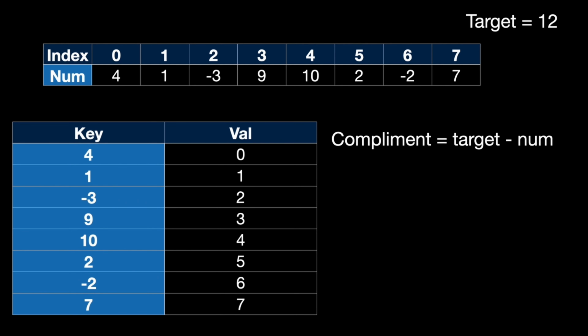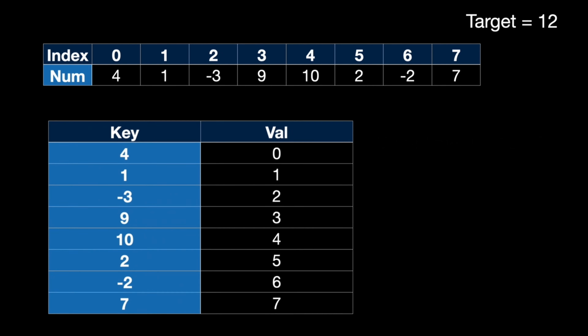So what we're going to do is look for the complement, and the complement is going to be defined as the target minus the number. So for example, we take the target and the actual number, and then we get the complement and look if the complement is available in our dictionary, right? So let's get to work.